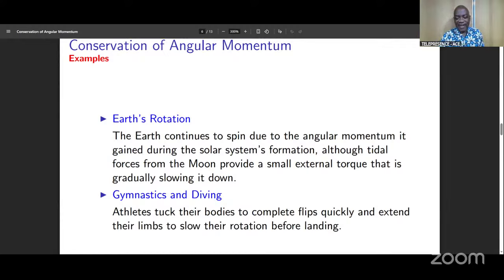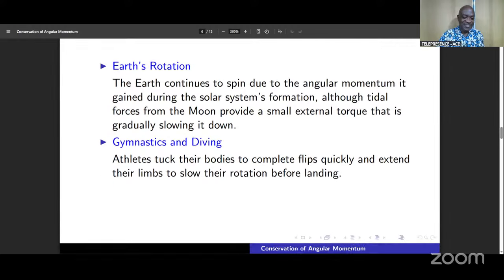Okay, then like as noted earlier, in gymnastics and diving, conservation of angular momentum plays a very important role, okay? Although, of course, the individuals concerned may not even be conscious or aware of what is responsible for the possible things that they do. But that is the physics.